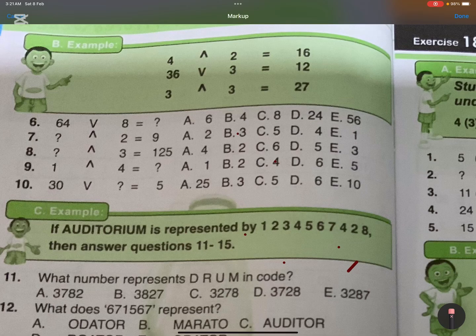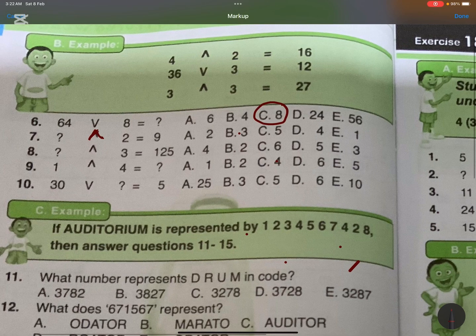The sign is facing up here. So it will be 64 divided by 8, and that's 8. The answer is 8, which is C. Now here, the sign is facing down. That means whatever is here raised to power 2 will be equal to 9. And what do you raise to power 2 to get 9? That's 3. 3 raised to power 2 is equal to 9.